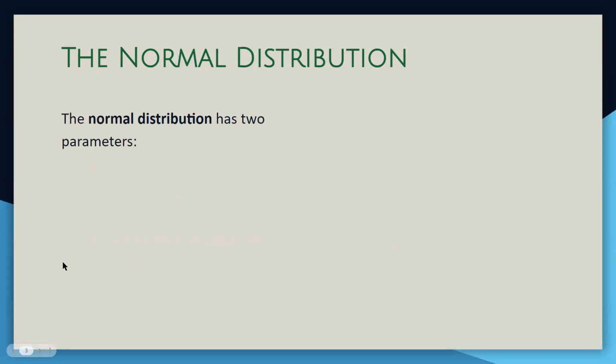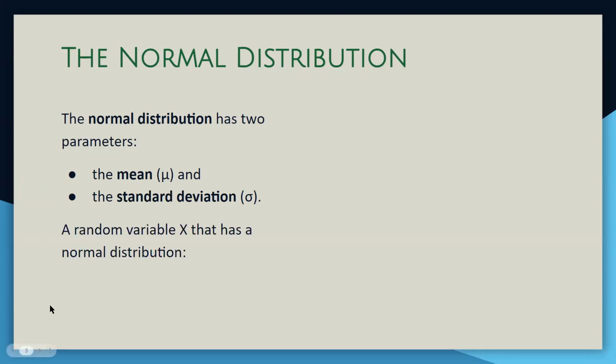The normal distribution, that bell-shaped curve, depends on two parameters, two important values. First is the mean. Second is the standard deviation. So the normal distribution depends on the population mean and the population standard deviation. A random variable x that has a normal distribution is written as x ~ N(mu, sigma). So that says that x follows a normal distribution with mean mu and standard deviation sigma.